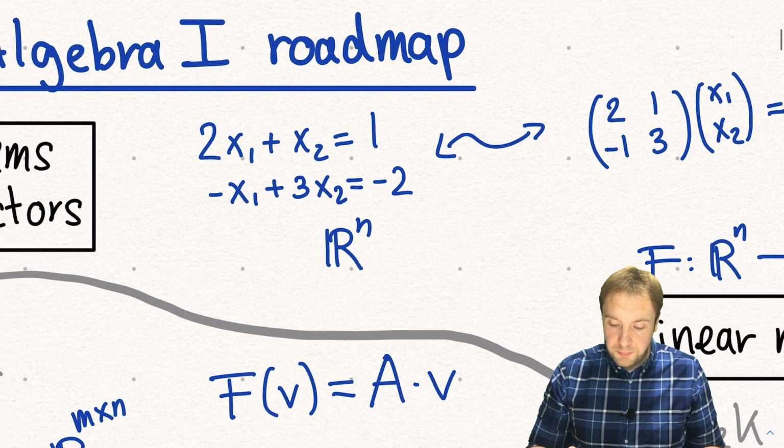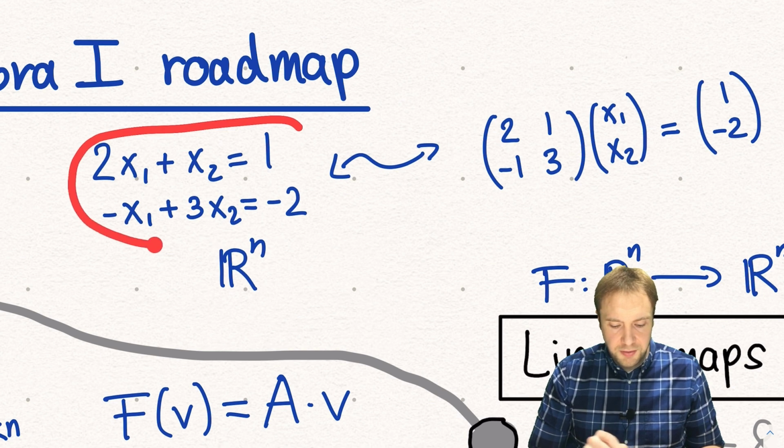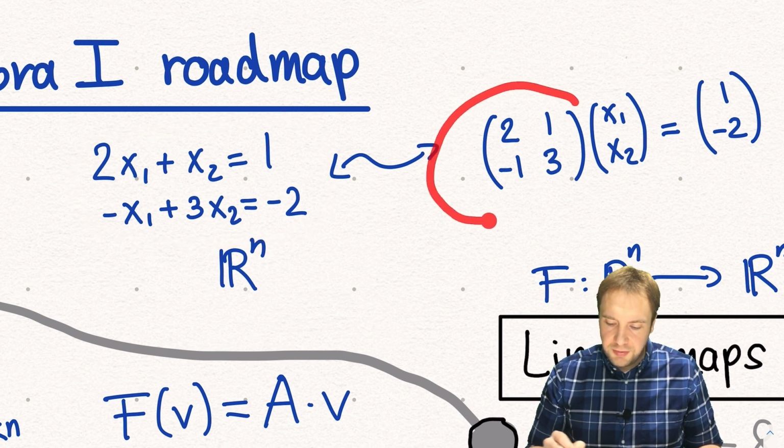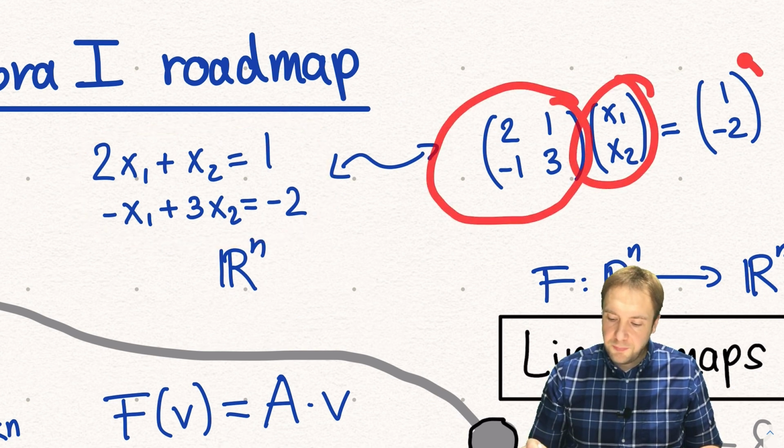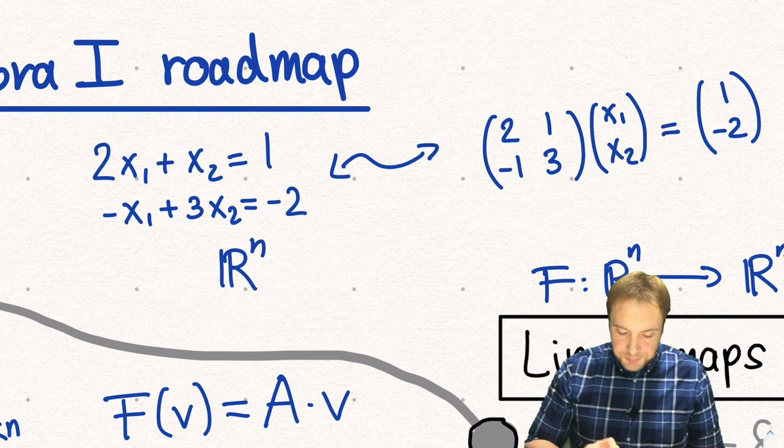And next week we will describe these equations by using matrices. So instead of writing two equations, we will write this as a product of a matrix and a vector equals a vector. And this is just another way of writing the same thing.